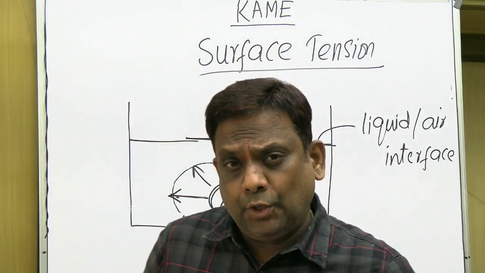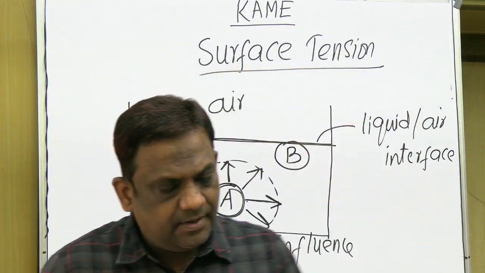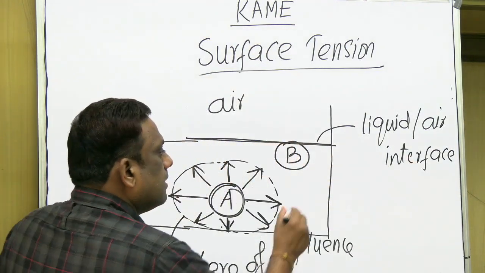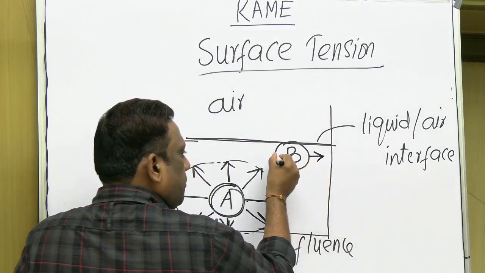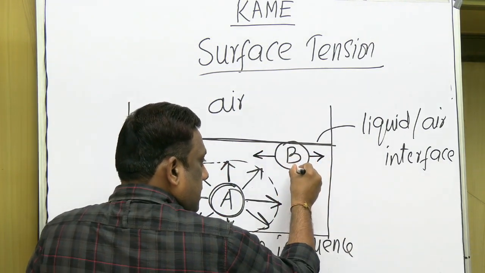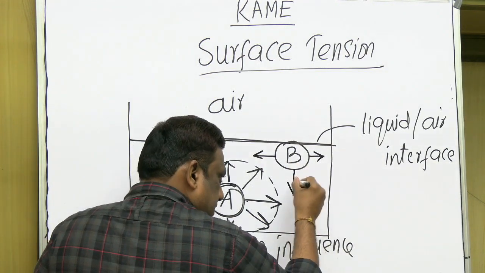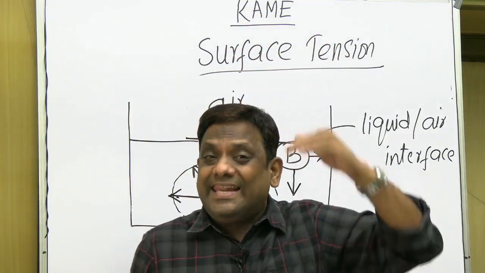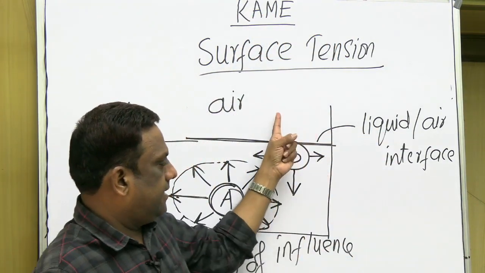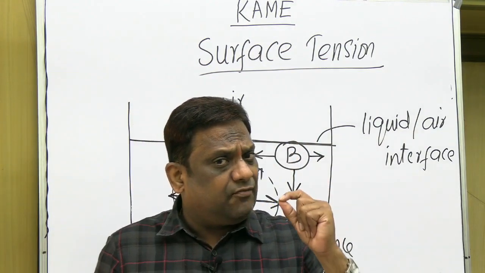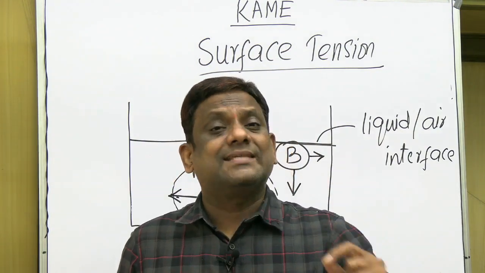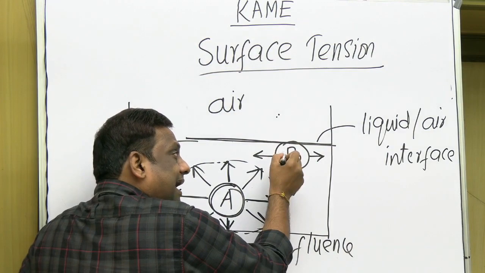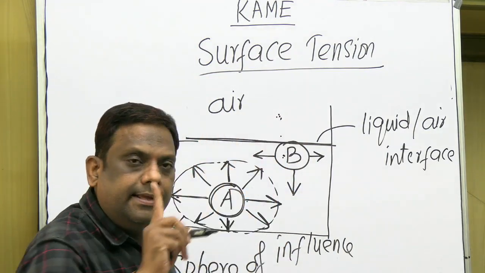Now let us take a molecule B which is on the surface. There is a liquid molecule which I have taken on the surface. Let us analyze its position. Right molecules pull, left molecules pull, and downward we have similar molecules that try to pull. My dear students, at the top there are no liquid molecules. Now we have air. The force of attraction between molecules of dissimilar nature is known as adhesion. We have liquid, we have air, they are dissimilar, and this attraction is negligible.